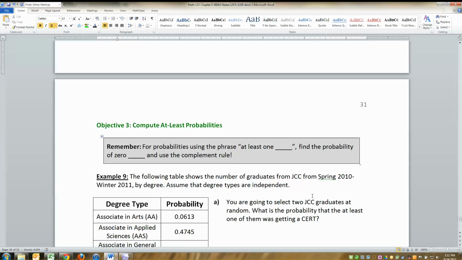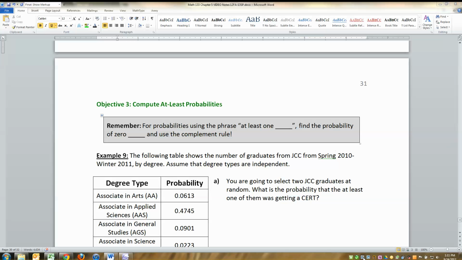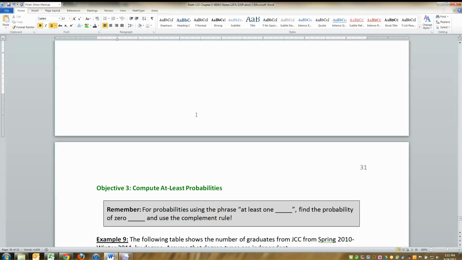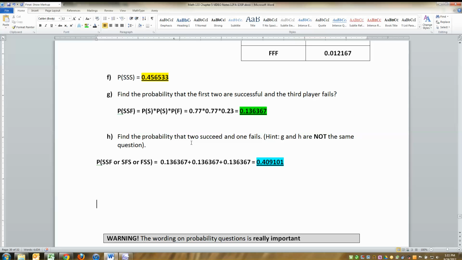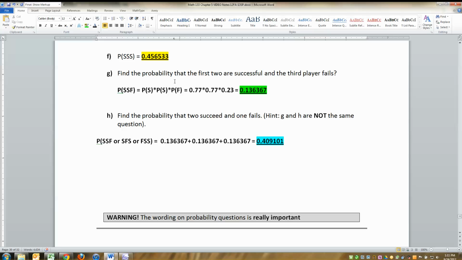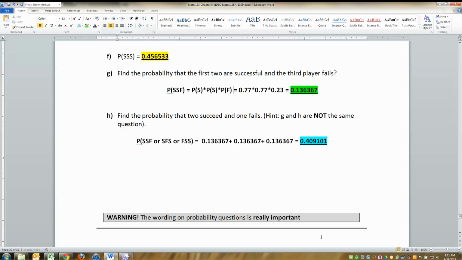All right. I think we're done with that. And next time I see you, we will compute at least probabilities. But we are done with the basics of the multiplication rule. And we've seen how powerful it is and how useful it can be. And we've seen that we have to be careful with how things are worded. Because how the instructor writes the question will really change what your answer is going to be. All right, I'll see you back here for at least probabilities in the next video.